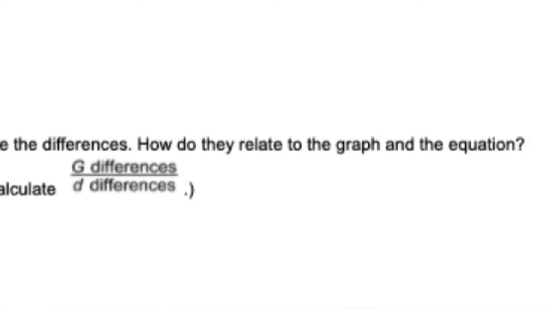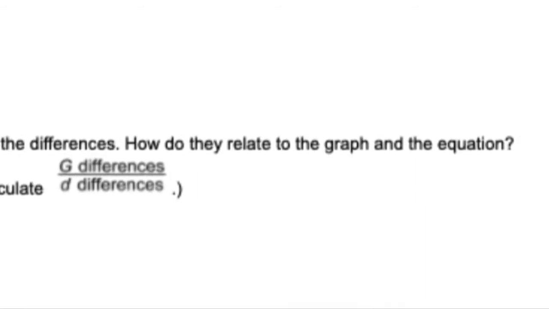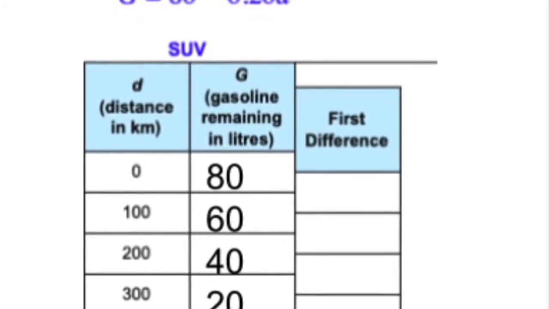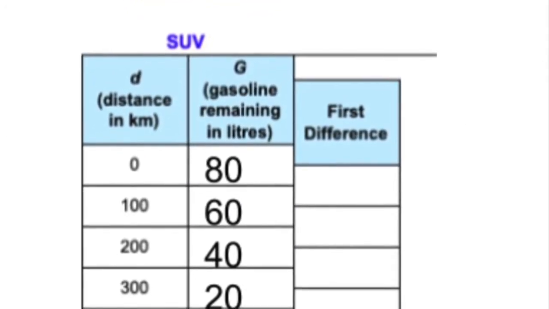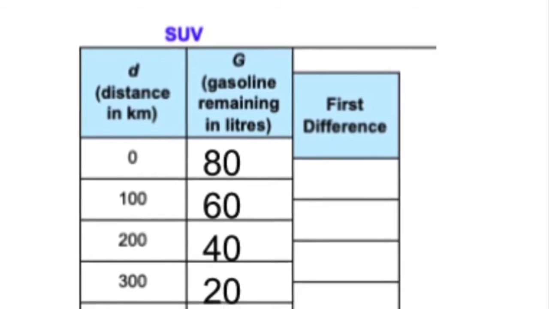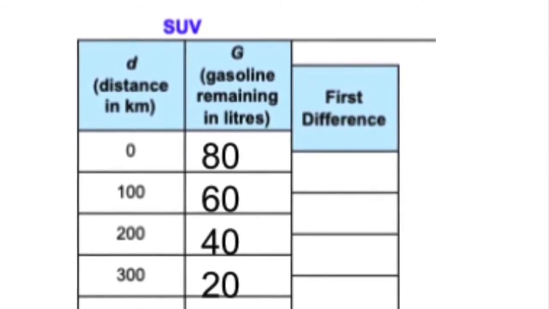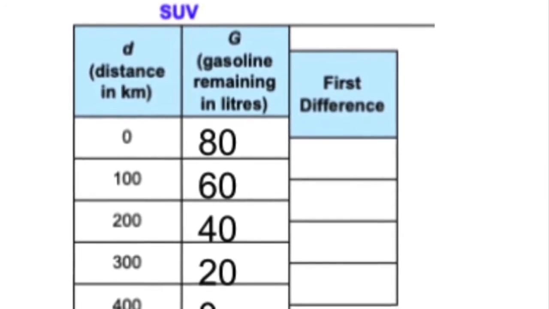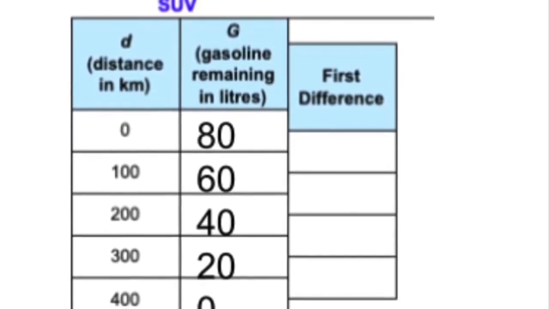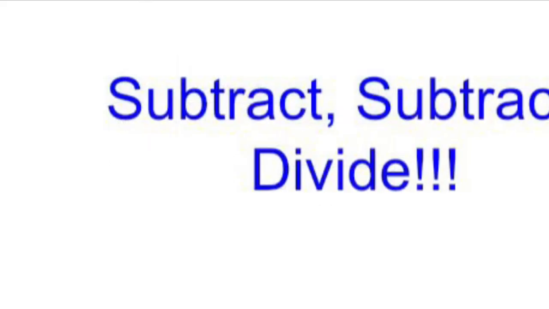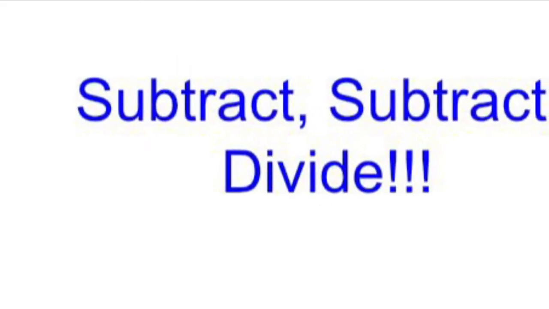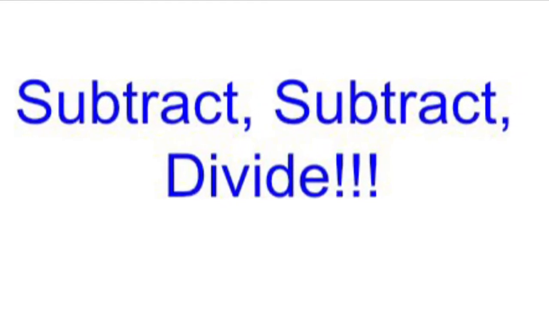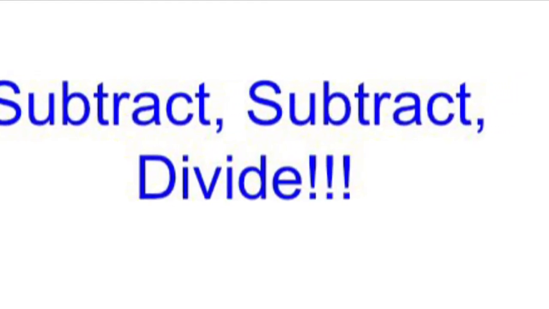What does that mean? Well, the G differences mean how much the G's are jumping by. The D differences, how much the D's are jumping by. So that means we'd have to subtract the G's to find out what they are jumping by, subtract the D's to find out what they're jumping by, and then divide. So really, we're just doing subtract, subtract, divide. That crazy sentence that you see in the assignment just means do subtract, subtract, divide.